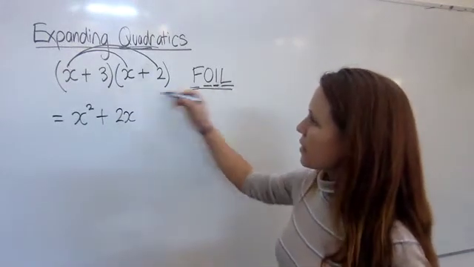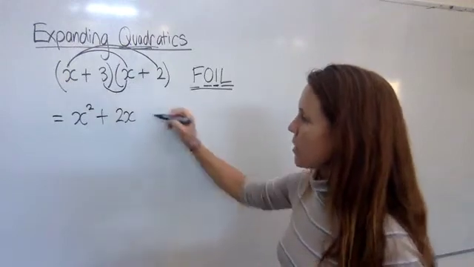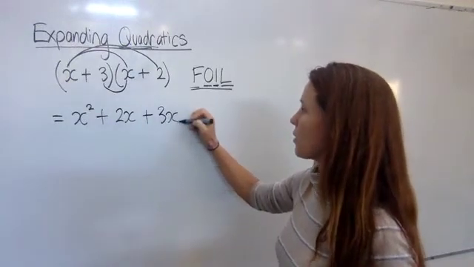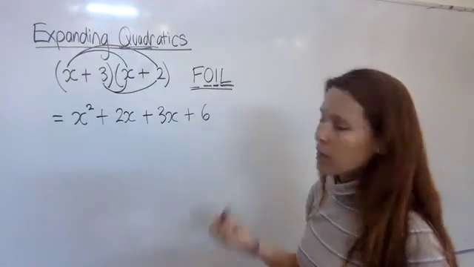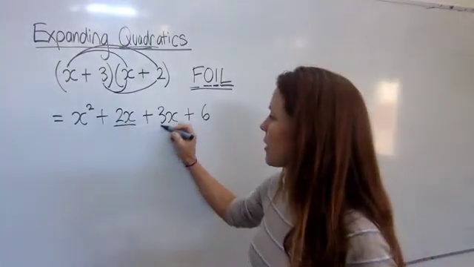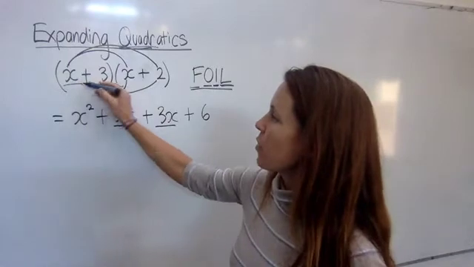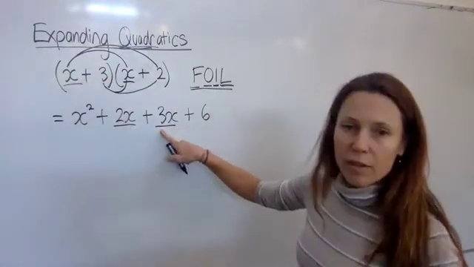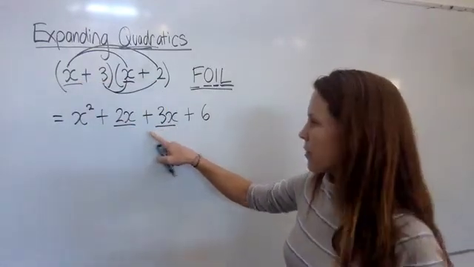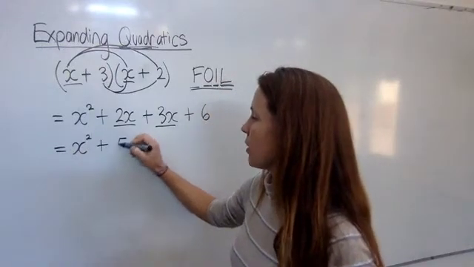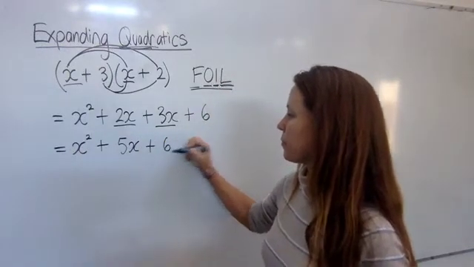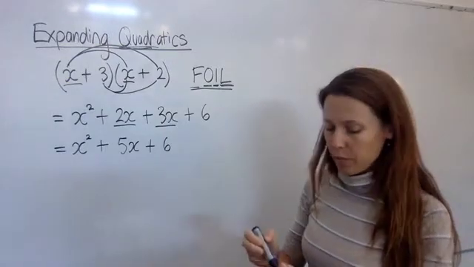Now I is for insides, that's the positive 3 times x, which gives us 3x. And the L is the lasts, 3 times 2, which is 6. Now what you'll find is that the outsides and the insides, if you have the same pronumeral here and here, they'll often actually link up and make like terms. 2x plus 3x is 5x. So on the next line, I can tidy up like that. And I end up with only 3 terms.